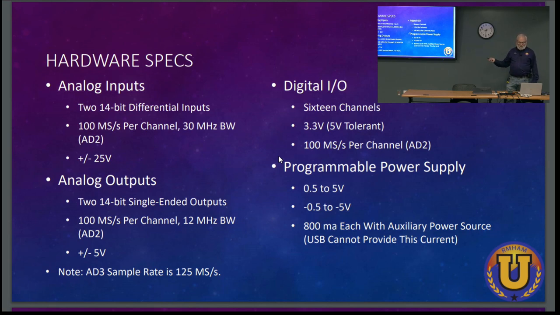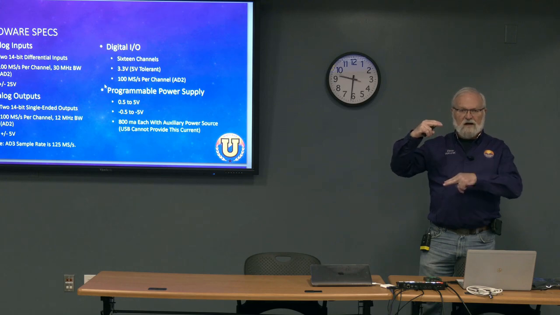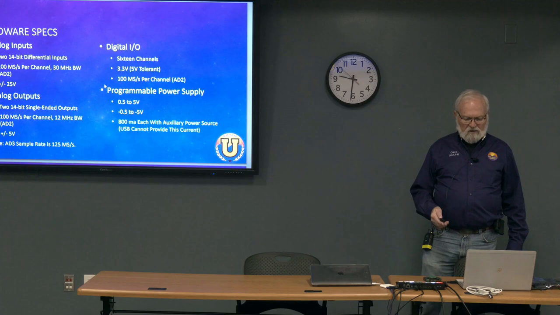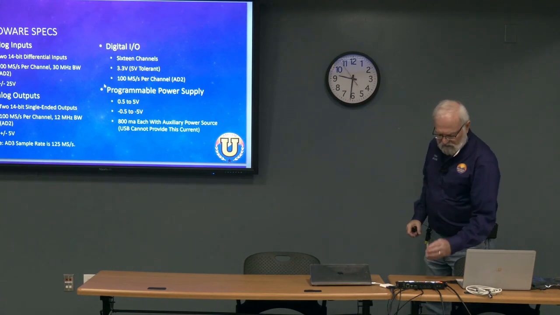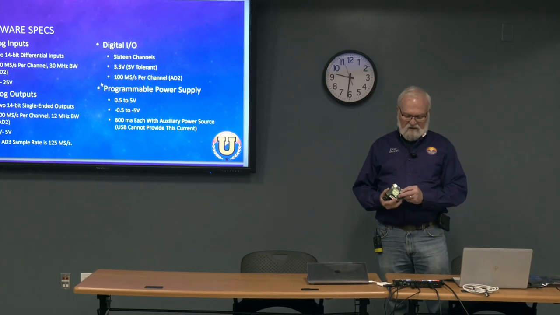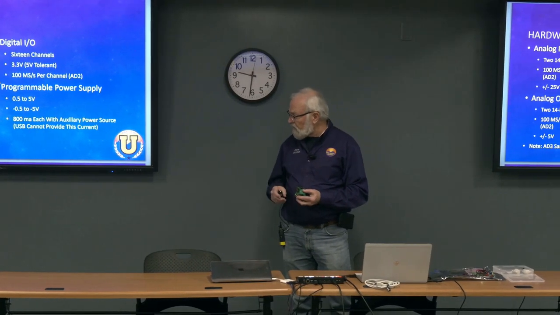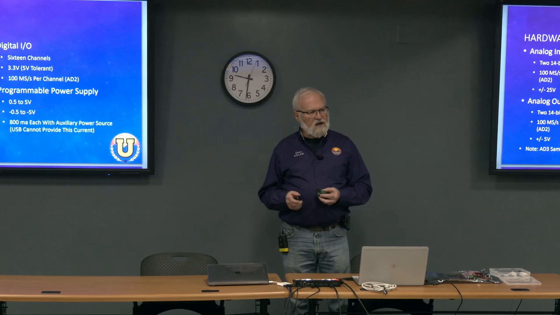And there is a programmable power supply in it, but there's both a plus power supply up to 5 volts and a minus. So if you're doing op amps, you need plus and minus. That's available. And with an external power source, there's a little power jack on the side of this. You can get up to 800 milliamps of power supplied for each one of those rails.